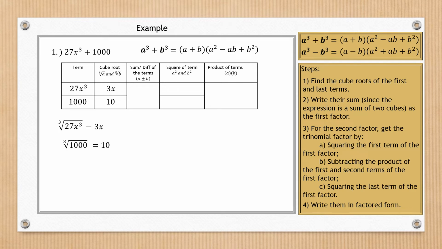Next, what is the next step? Write their sum, since the expression is a sum of two cubes, as the first factor. Class, write their sum, since our example has a plus operation. So, we will find the sum. What is the sum? The sum of what we cubed, look. These two, we will add them.